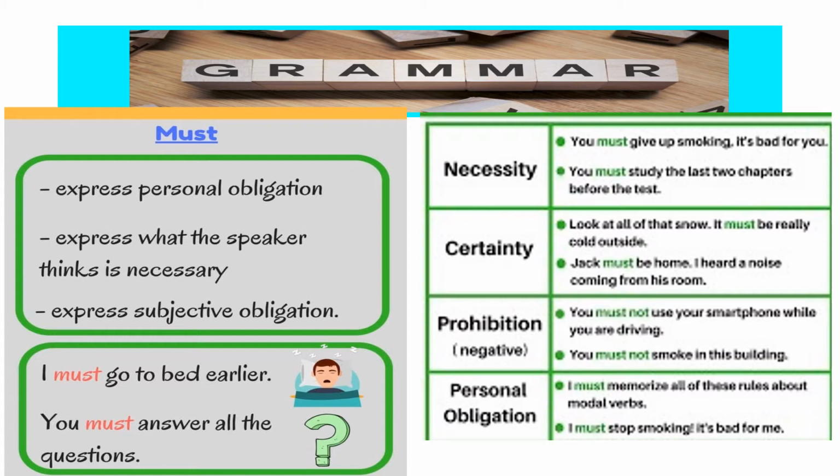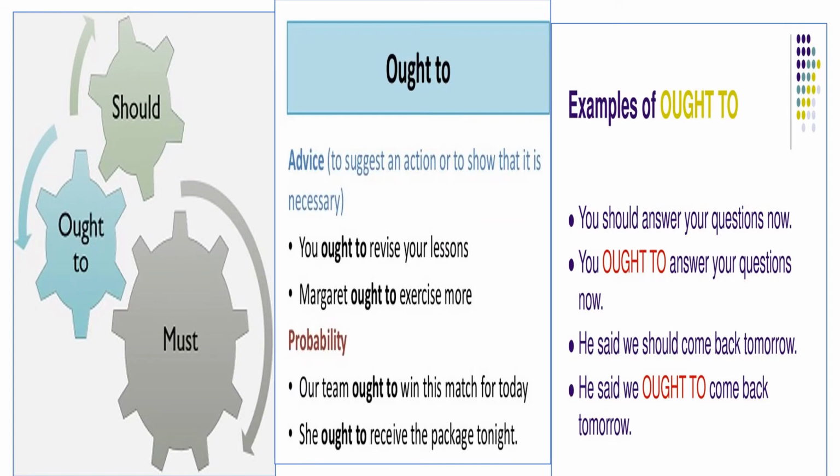And lastly, must in the form of personal obligation. I must memorize all of these rules about modal verbs. I must stop smoking. It's bad for me. Children, I hope you all have understood what must is and where to use must. Let's look at the second one, which is ought to.